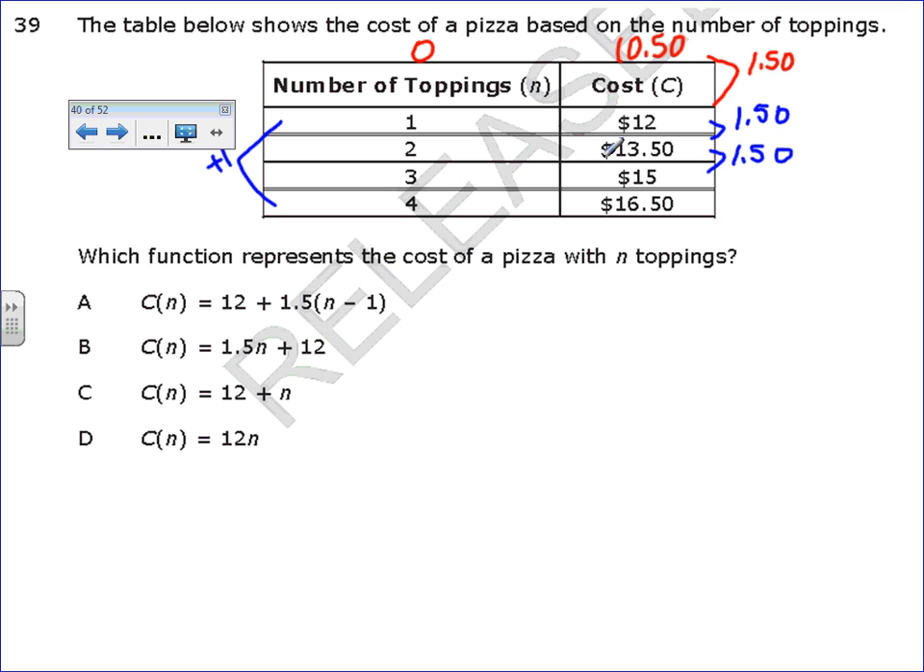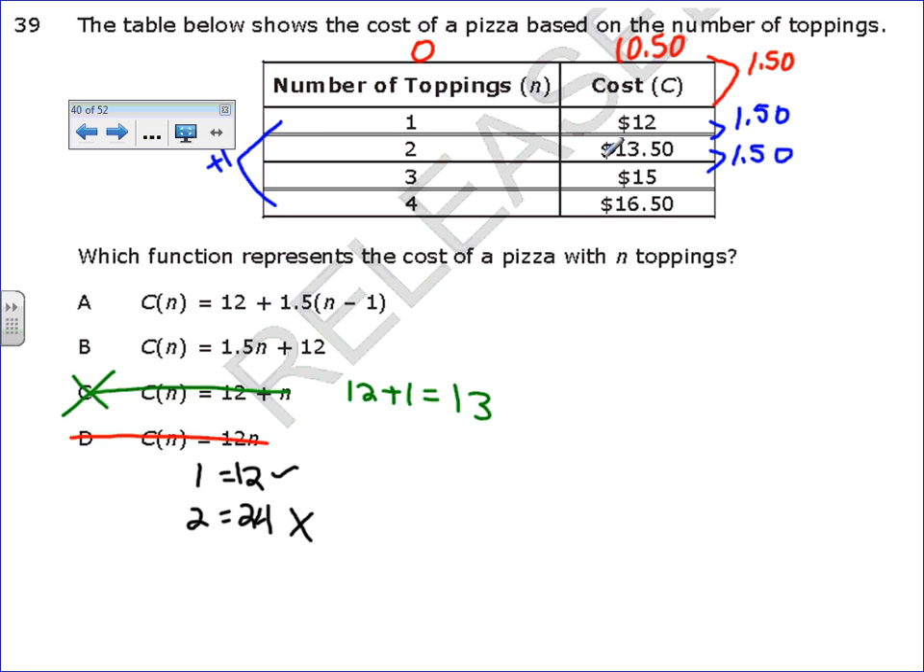Okay? So for D, if I plug in 1, I get 12. That's right. If I plug in 2, I get 24. That's not right. That means D's out. Okay, for C, if I plug in 1, I get 12 plus 1, which is 13, which is not correct. When I plug in 1, I should get what? $12. That's out. Doesn't make sense.